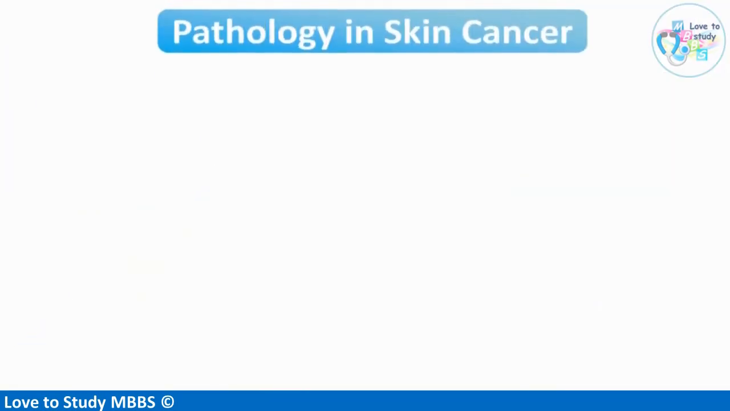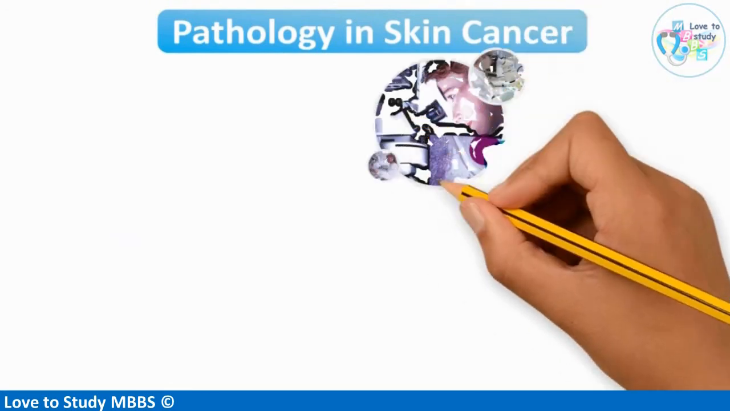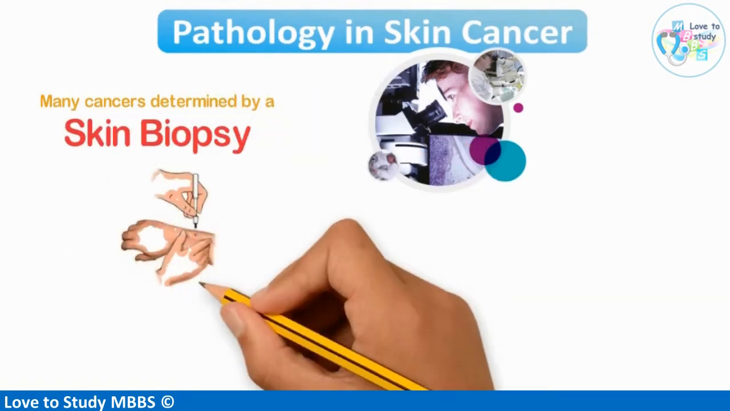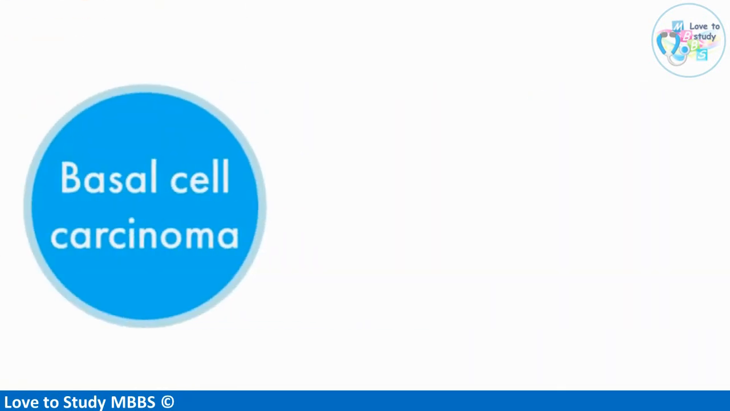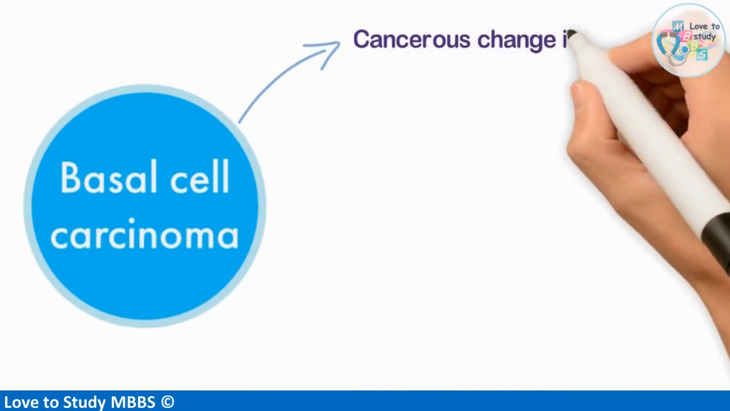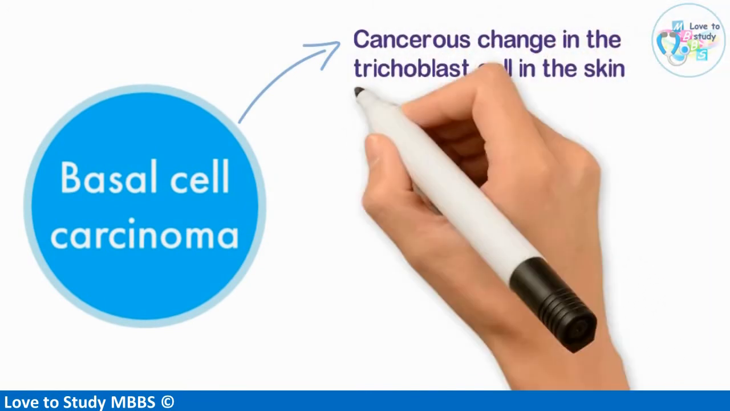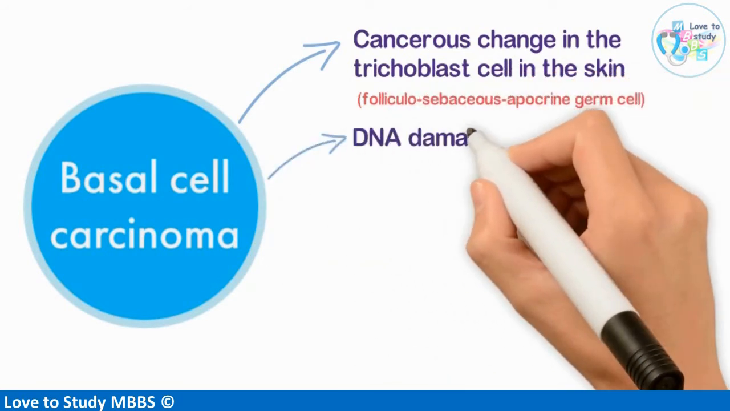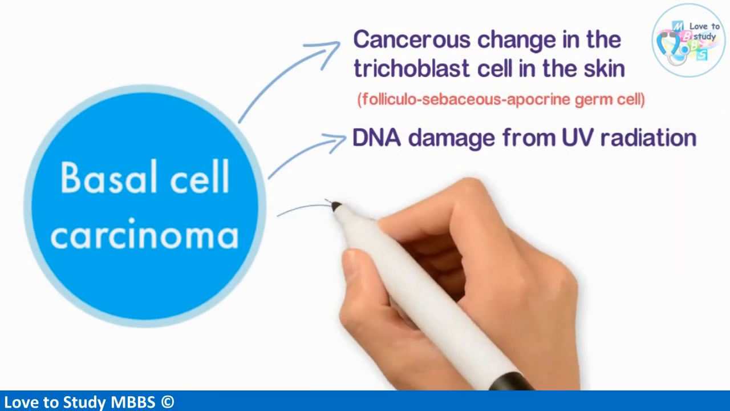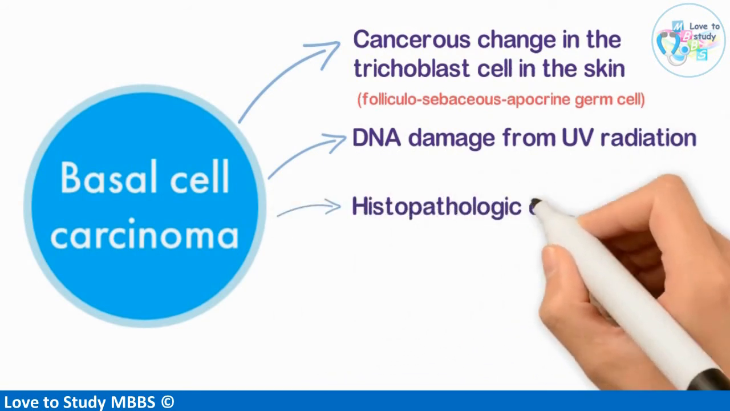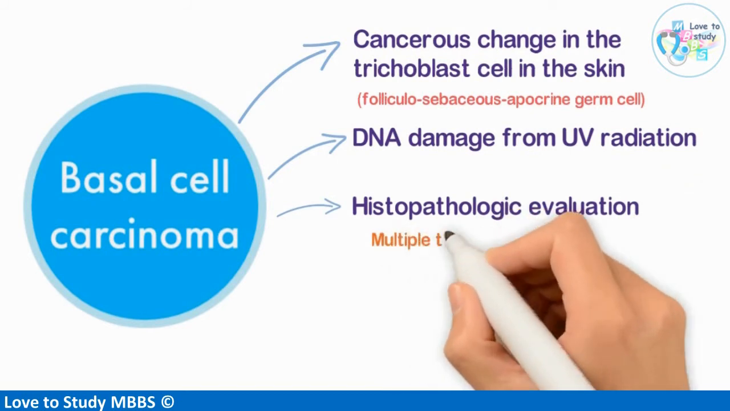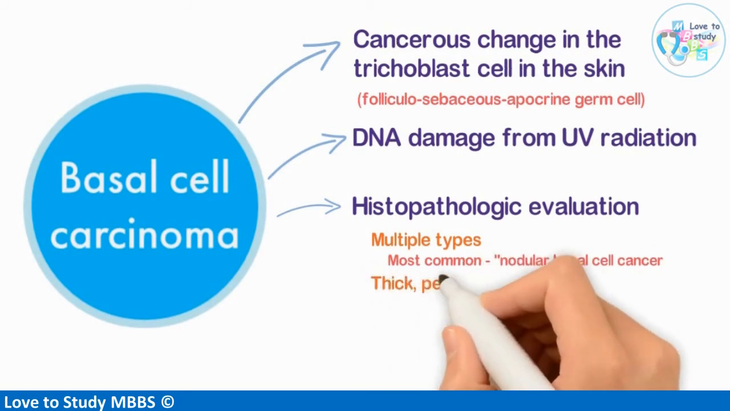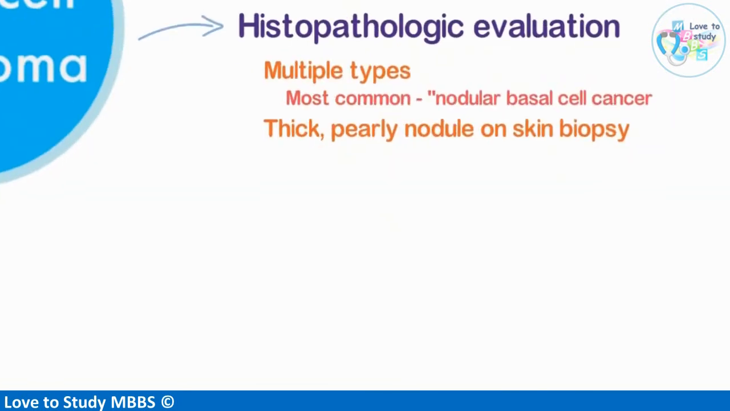Pathology in skin cancer. Skin cancer can be a clinical diagnosis, but many patients will have the type of their skin cancer determined by a skin biopsy. Basal cell cancer tends to occur out of a cancerous change in the trichoblast cell in the skin, which is a folliculosebaceous apocrine germ cell. There is DNA damage from UV radiation exposure in the cancerous cells. Histopathologic evaluation of BCC will show multiple types, the most common being nodular basal cell cancer, which will have the pathology of BCC within a thick, pearly nodule on skin biopsy.